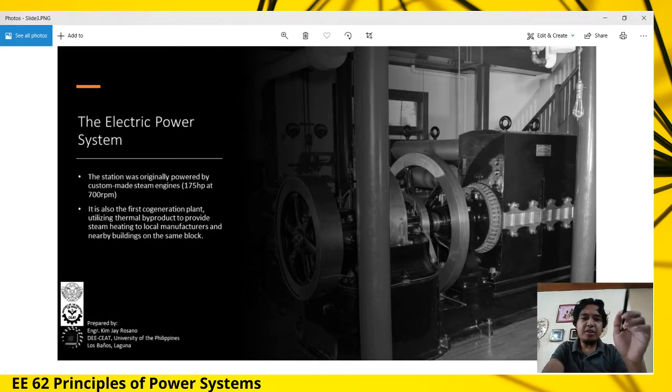So the station was originally powered by a custom-made steam engines. So 175 horsepower lang siya at 700 RPM. Actually, mabagal pa to, 700 RPM. Today, our machines are running at faster speeds. Okay, usually 1,200 RPM, mababa pa yon, and then above and above.